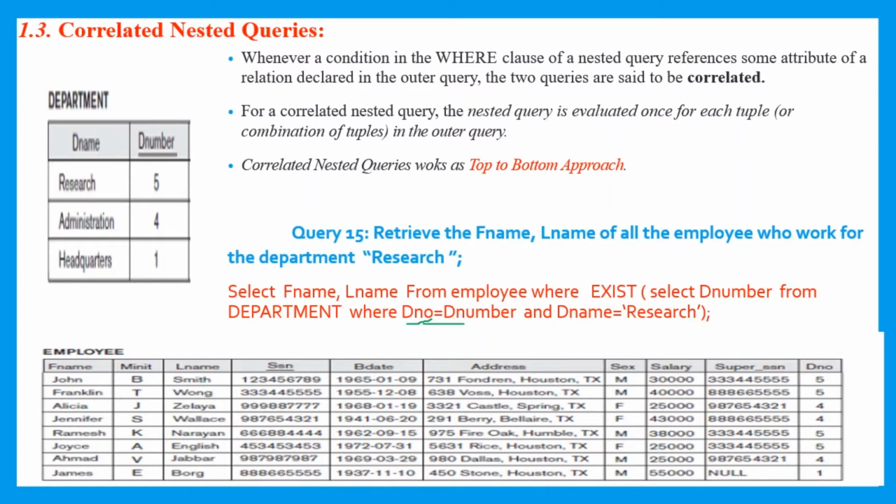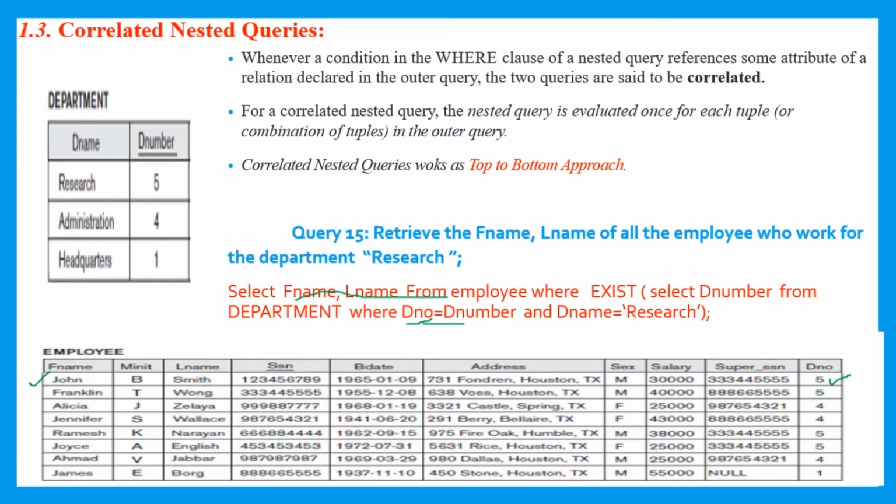Now, how is it going to execute? First the outermost query will be executed, fetching all the rows of the outermost table. Then the innermost query is going to check whether the result of the outermost query is available in the result of the innermost query or not. In the innermost query, I am checking the D number of the employee table. The D number of the employee table is 5. It is compared with the D number of the department table.